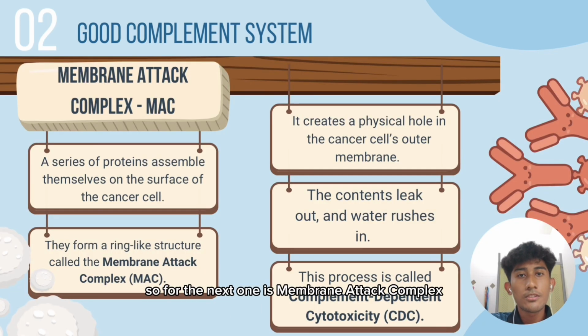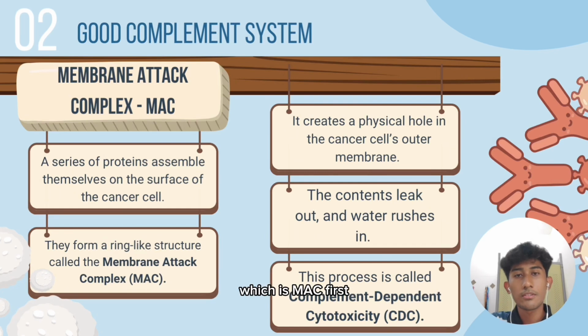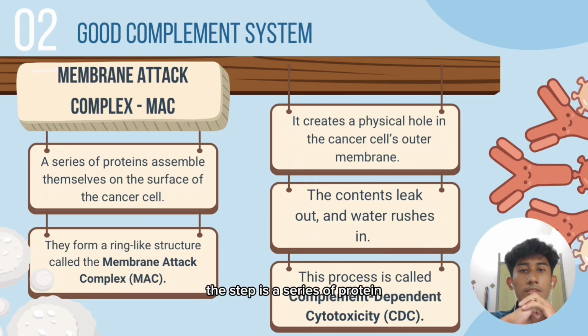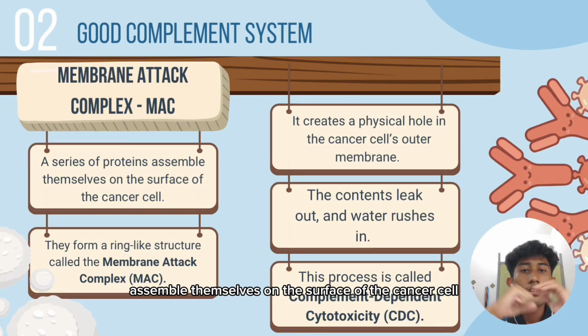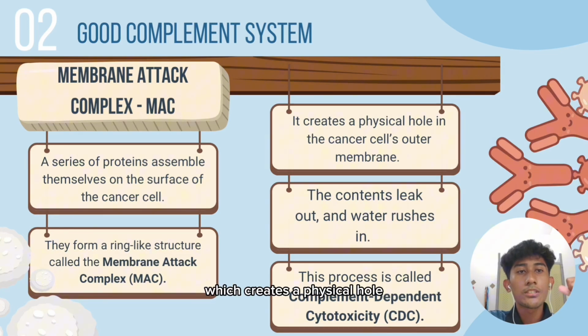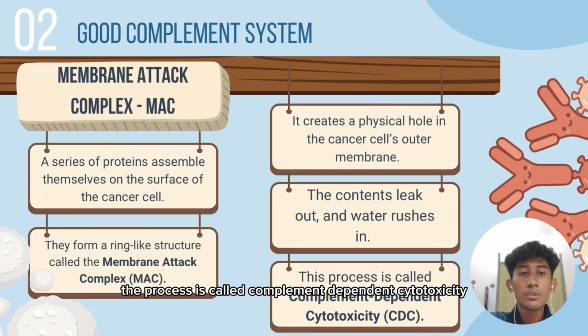Next is the membrane attack complex, which is MAC. First, a series of proteins assemble themselves on the surface of the cancer cell. They form a ring-like structure called the membrane attack complex, which creates a physical hole in the cancer cell's outer membrane. The contents leak out and water rushes in. The process is called complement-dependent cytotoxicity.